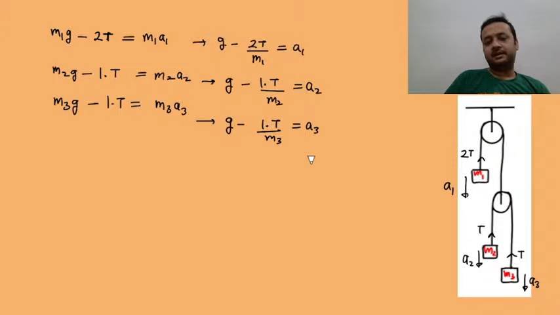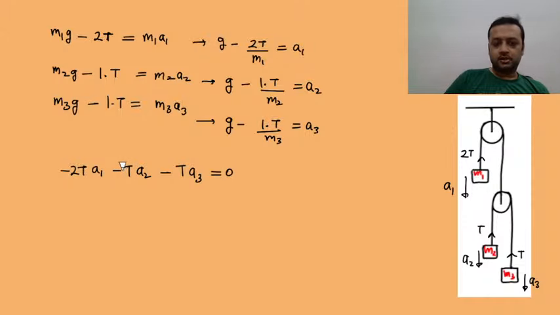Now, how will you write the constraint? Using the virtual work method, or virtual power method, whatever you want to call it, the tension is not going to deliver any power. So if you multiply, minus 2T into A1, minus T into A2, minus T into A3, that will come out to be 0. I'm writing 1 into T here and here also.